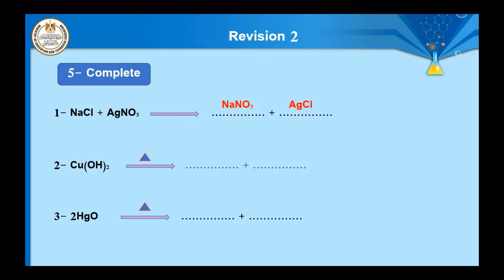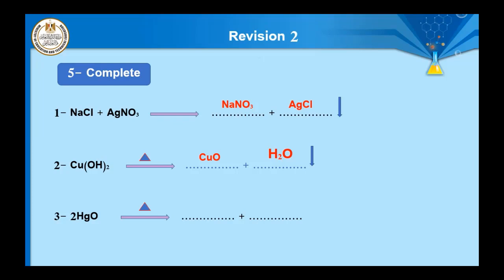Second chemical equation. Copper hydroxide is decomposed by heating into space and space. This chemical reaction represents one type of thermal decomposition reaction, thermal decomposition of metal hydroxide. We know that metal hydroxide can be decomposed by heat into metal oxide and water vapor. This means that copper hydroxide is decomposed by heat into copper oxide and water vapor.